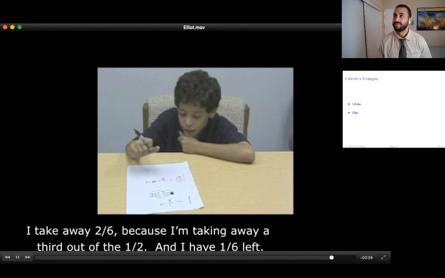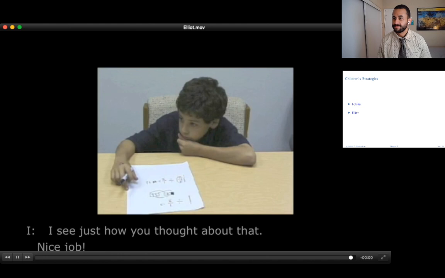I see, just how you thought about that. Nice job. Wow. See, isn't that amazing? They can figure it out. It makes sense to them when they have the models. They don't need the algorithms and the algebra. They just need the models to make sense of it.